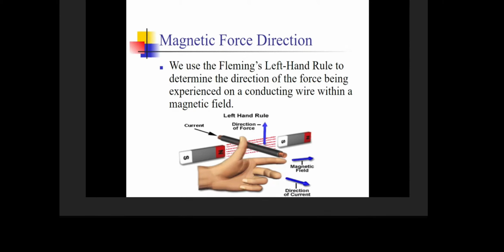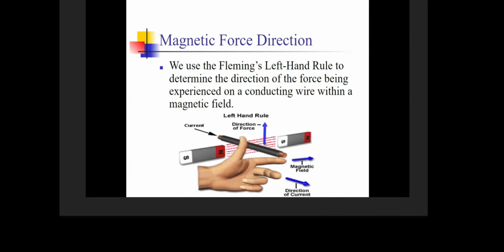So, trying to find the direction of the force on a conductor or on a charge, basically a charge that is inside a magnetic field. Once a charge is moving inside a magnetic field, we use Fleming's left-hand rule to find the direction that the force will be acting on that charge or conductor.